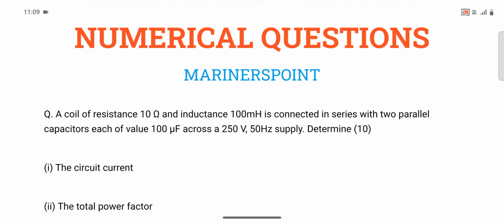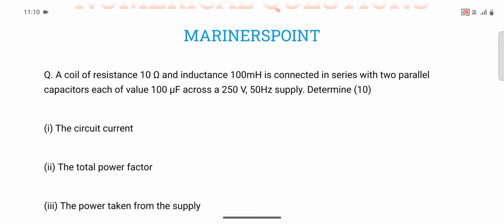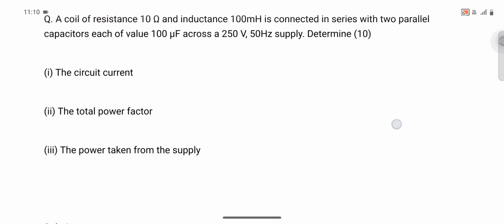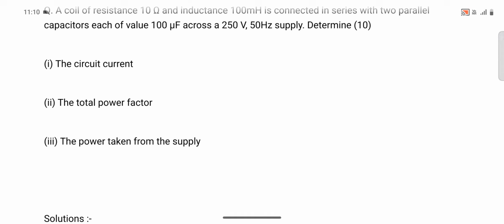A coil of resistance 10 ohm and inductance 100 microhenry is connected in series with two parallel capacitors, each of the value 100 microfarad, across a 250 volt and 50 hertz supply. We have to calculate circuit current, total power factor, and power taken from the supply. Three things we have to find.